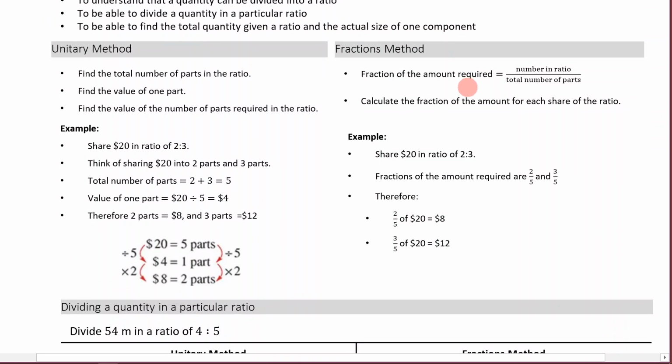So in the first part of this lesson, we spoke about the unitary method, and we spoke about the steps, and they're written out here. The first step: find the total number of parts in the ratio. Then find the value of one part, and then find the value of the number of parts required in the ratio. And here's an example for you to read through yourself, or just as a refresher if you ever want to look back at these notes.